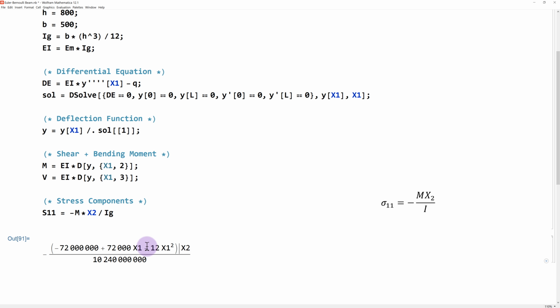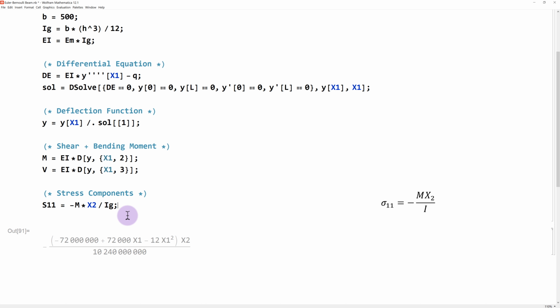Now notice that it is a function of both x1 as well as x2. So when it comes to plotting sigma 1,1, we actually have to play around with it a little bit to actually show what it means graphically. All right, so that's sigma 1,1.